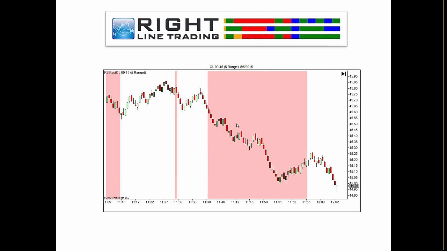So when you have an alignment like this to the downside on your 2 higher time frames, it turns this background color pink. And this force is almost always going to cause price to fall on your trading chart. So you do not want to take a long trade.